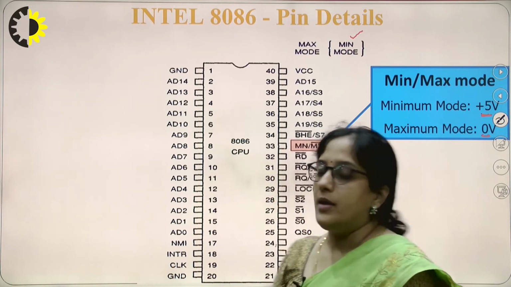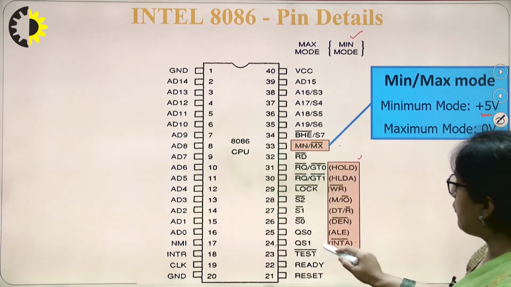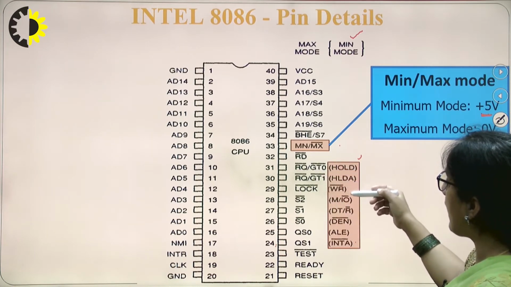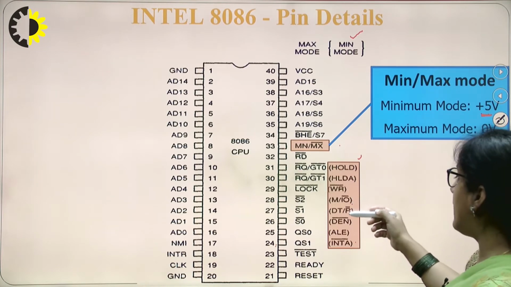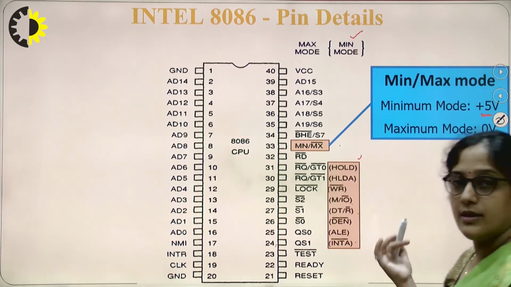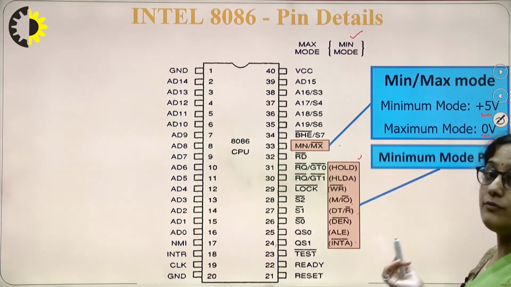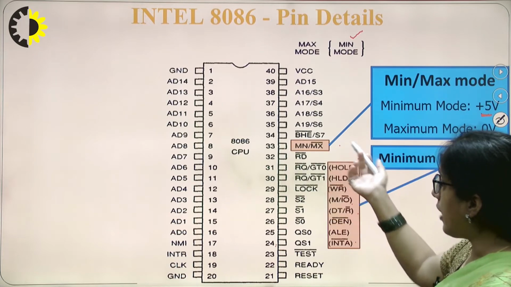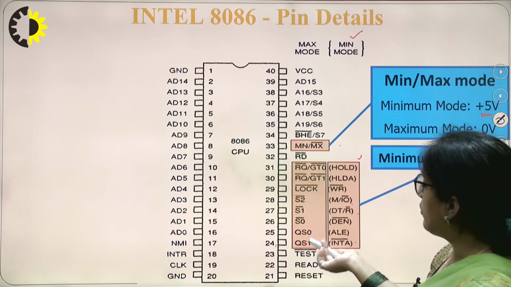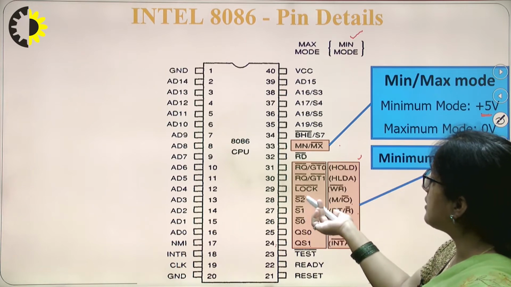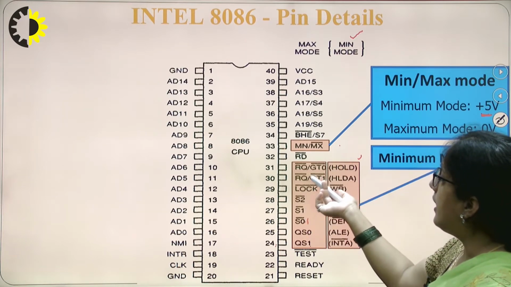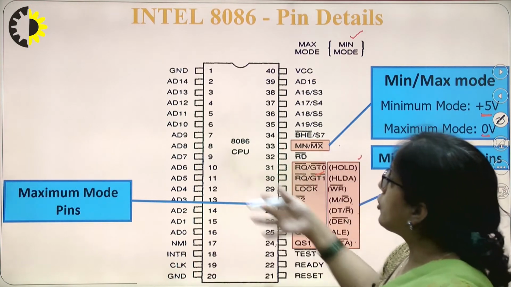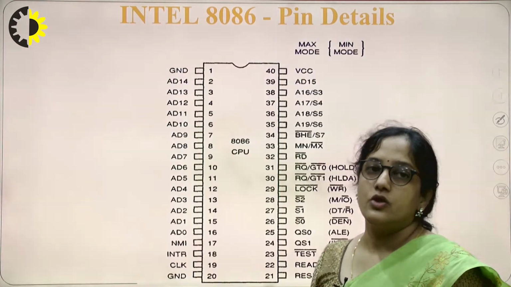In minimum mode, pins 24 to 31 behave like the names given: HOLD, HLDA, WR bar, M/IO bar, DT/R. We will see one by one what each pin signifies. In case of maximum mode, if we connect pin number 33 to ground, then these pins are active as QS1, QS0, S0, S1, S2, which are status signals, LOCK, and request and grant signals. So these are the pins working in maximum mode. The rest are common in both the modes. We will see them one by one.